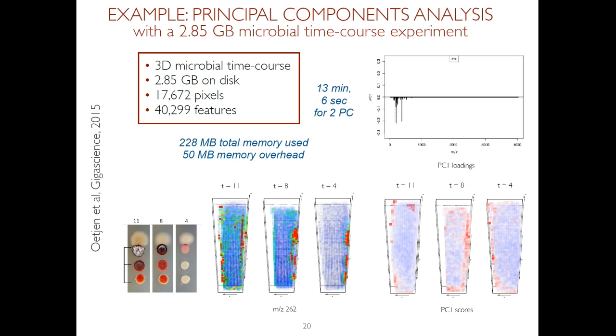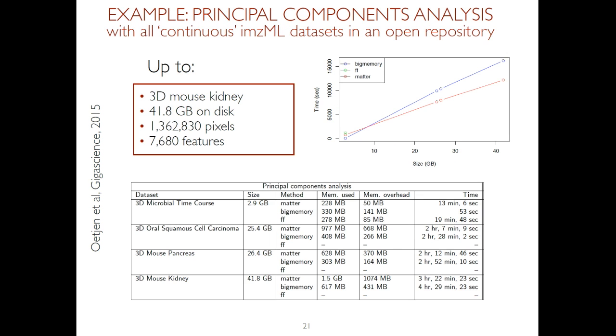And here I'm going to show some examples on real data, these mass spectrometry imaging data sets from an open source repository cited on the left side. This is the smallest data set in this particular repository, 2.8 gigabytes. It took 13 minutes to fit the first 2 PCs using Matter. But what was surprising with these real data sets is that the larger the data sets become, the better our performance was compared to Big Memory.